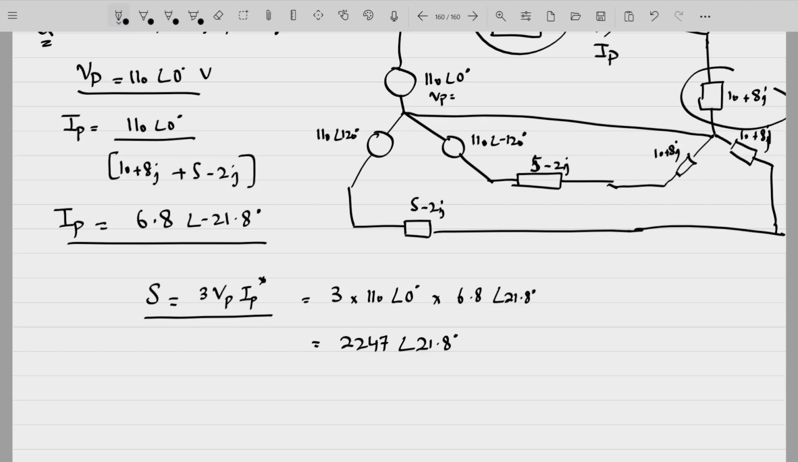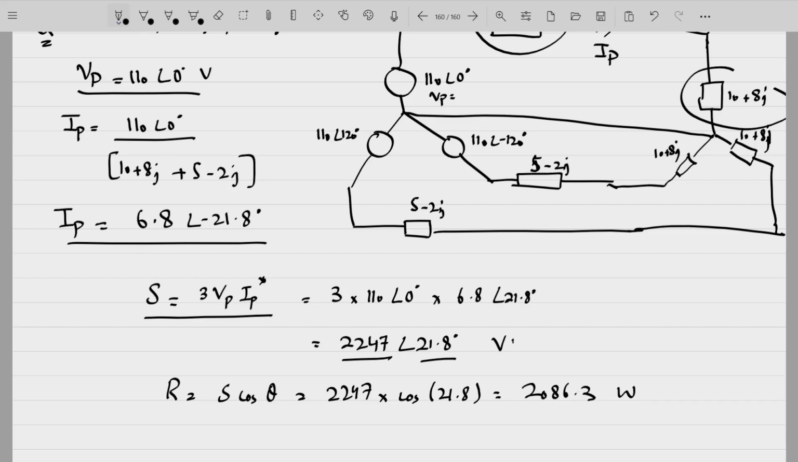Real power from here will be equal to what? It will be simply S cos theta, where S is 2247 into cos of this angle, that is 21.8 degrees. So this is 2247 cos 21.8, which is 2086.3 watts. This was volt ampere. This is your real power.